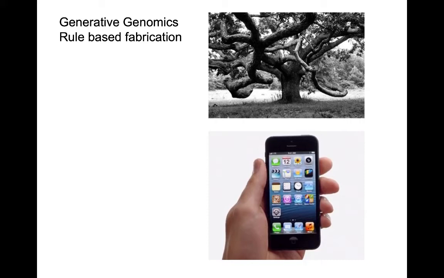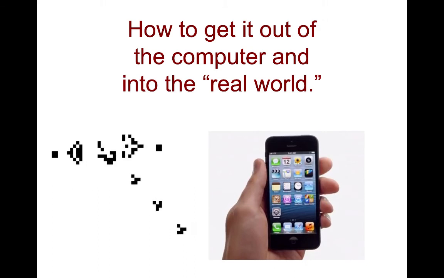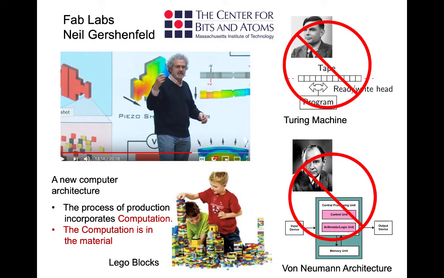We can go much more complicated than glider guns, but the problem is this is in the computer. How do we get it out of the computer into, quote unquote, the real world? And that's what Neil Gershenfeld's working on. So Gershenfeld pioneered what's called a fab lab. Think of a 3D printer.